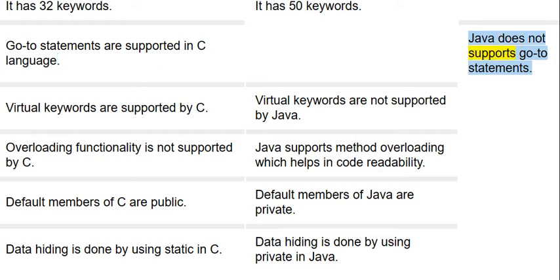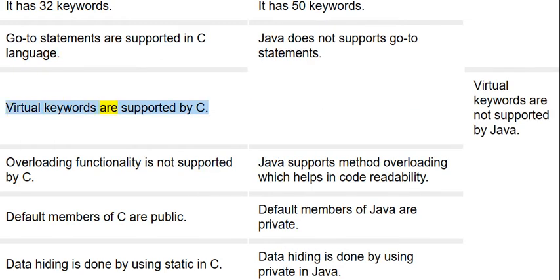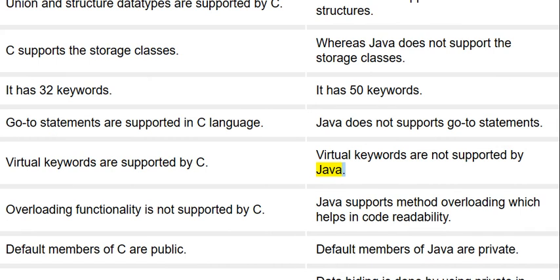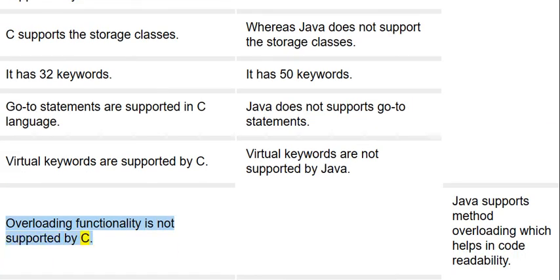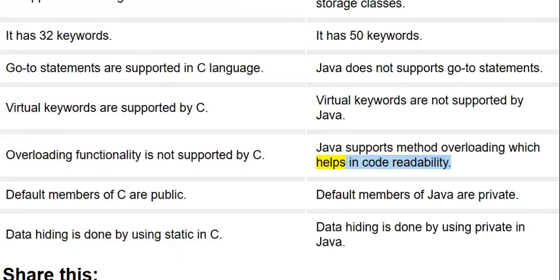Java does not support goto statements. Virtual keywords are supported by C. Virtual keywords are not supported by Java. Overloading functionality is not supported by C. Java supports method overloading, which helps in code readability.